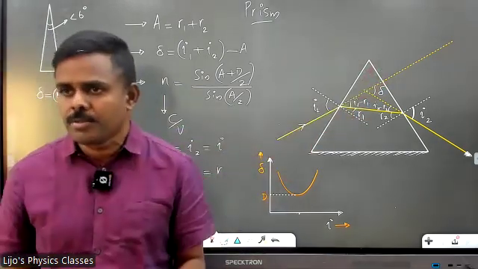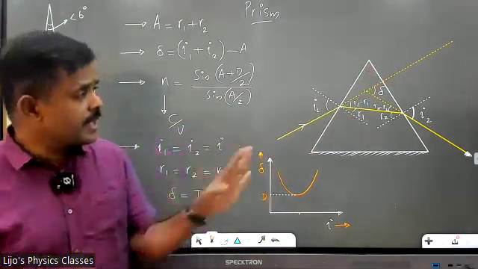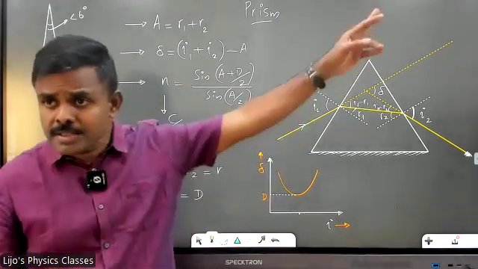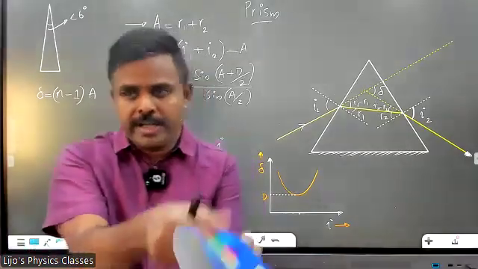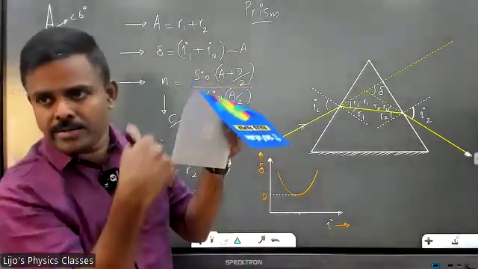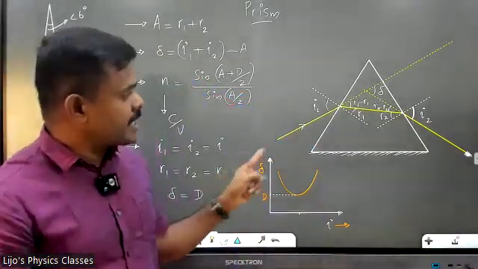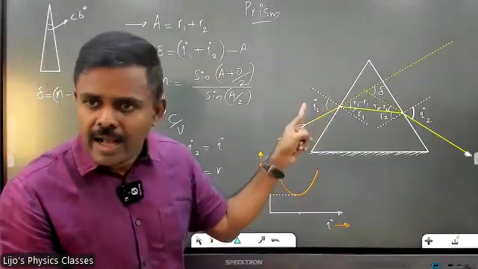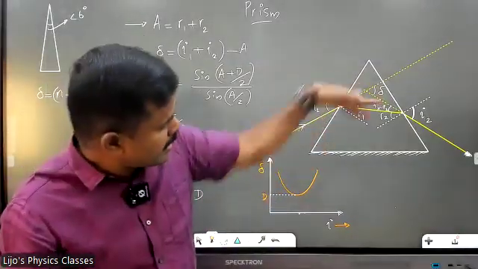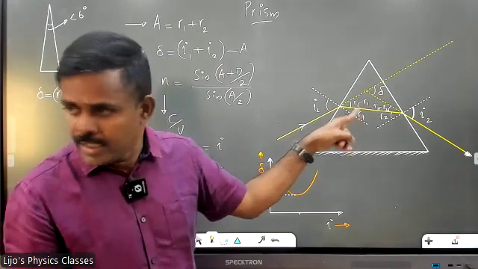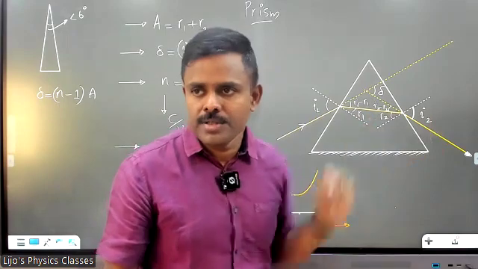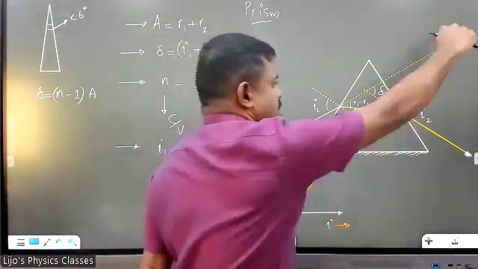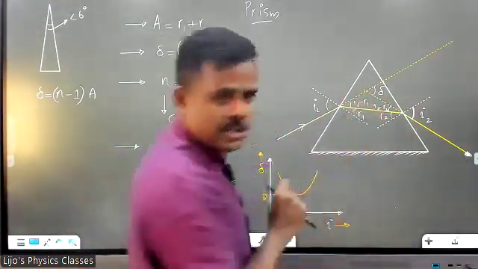We'll straight away go to the paper. I'll repeat one more time. This is a prism's cross section, the triangular cross section. A ray of light enters from the left side at an angle I1. It bends one time, the angle is R1. It bends one more time, this angle is R2. That angle is I2.